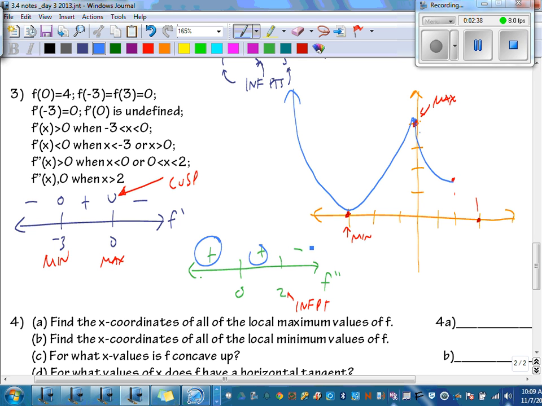And then it's going to be concave down from 2 on. So it has to go through this point. It's not a min or a max or anything, or an inflection point. It just has to go through this point and concave down. So that's our graph, right? And we ended up with that cusp because it's concave up, then concave up again.